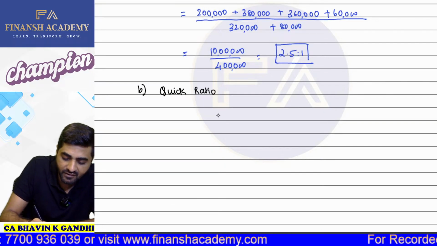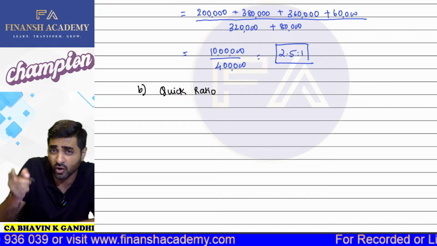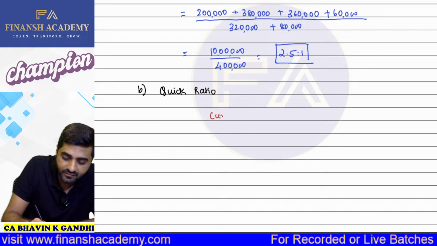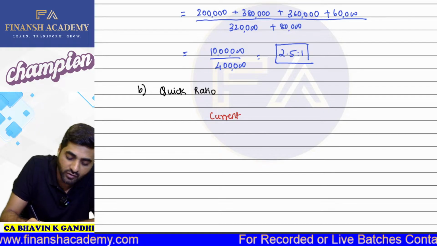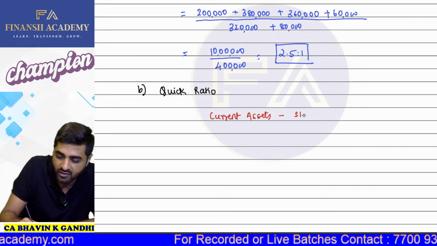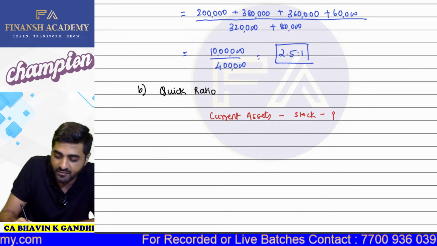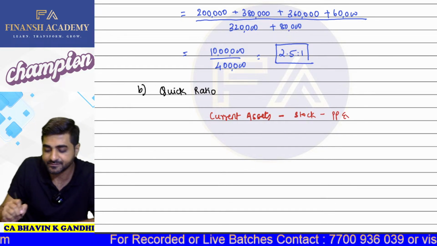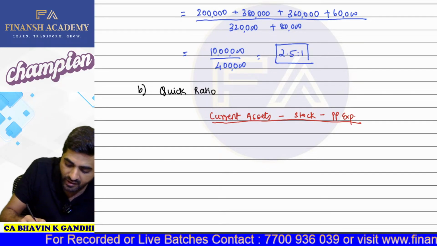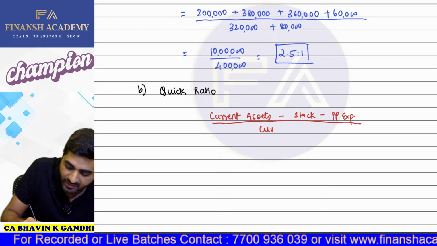So we have quick assets upon quick liabilities, but you all know what are quick assets. From the current assets, what do we subtract, guys? From the current assets, we need to subtract stock, and then we need to subtract your prepaid expenses. And then, my dear students, we have to divide this with your current liabilities.